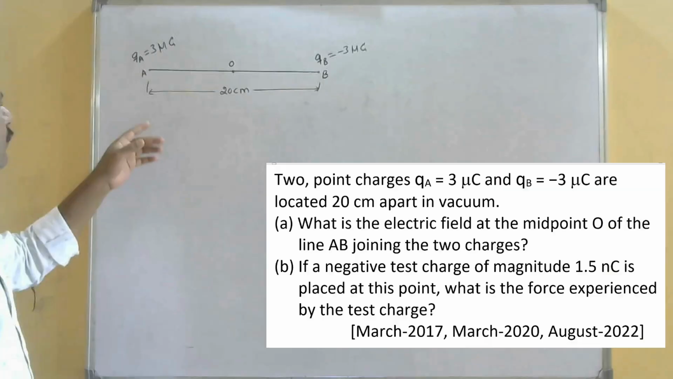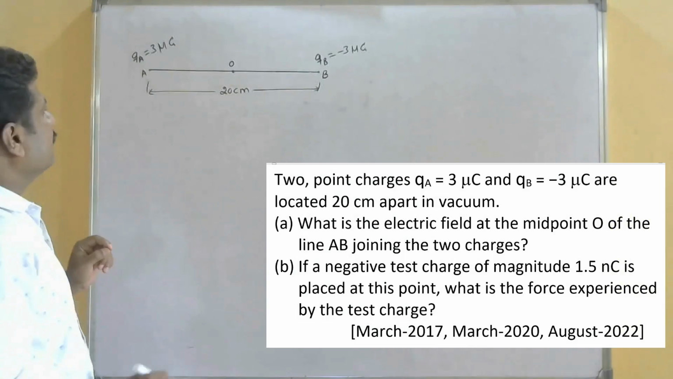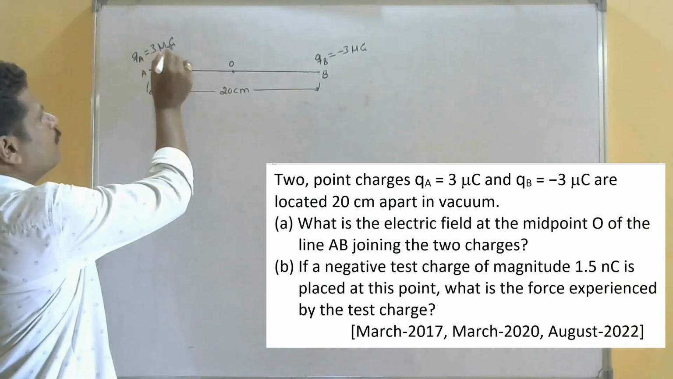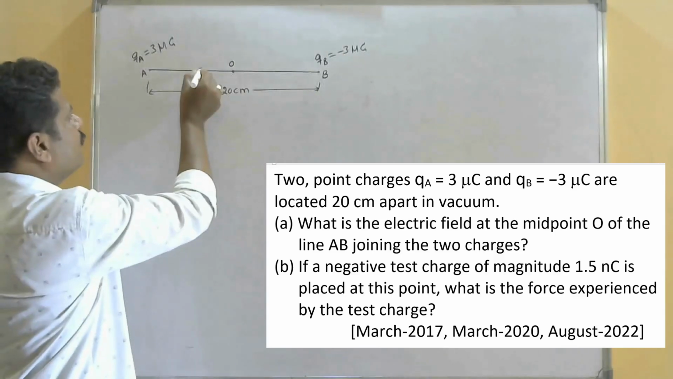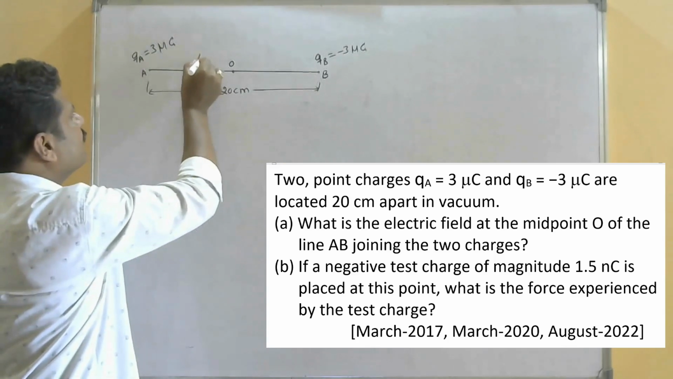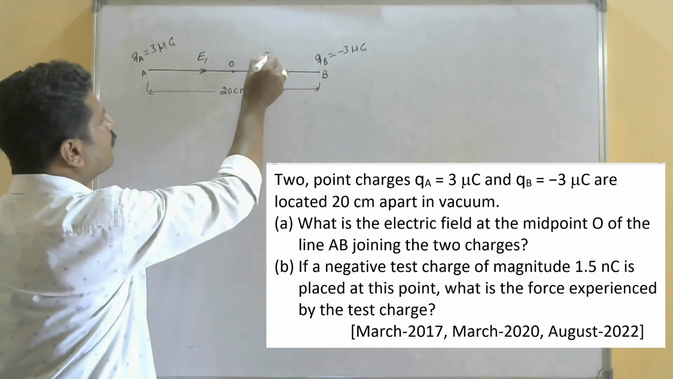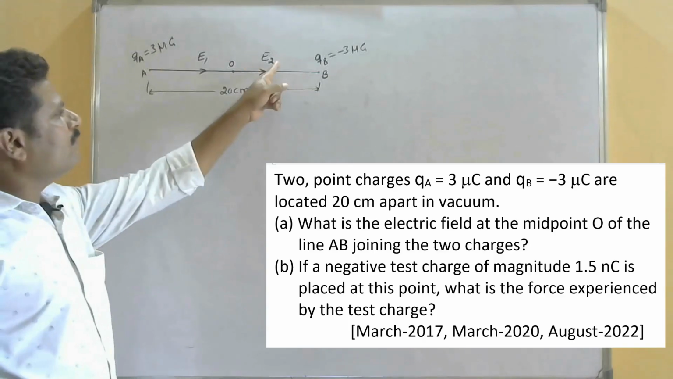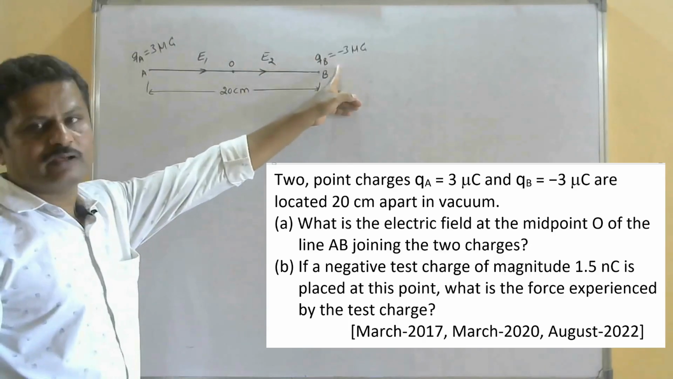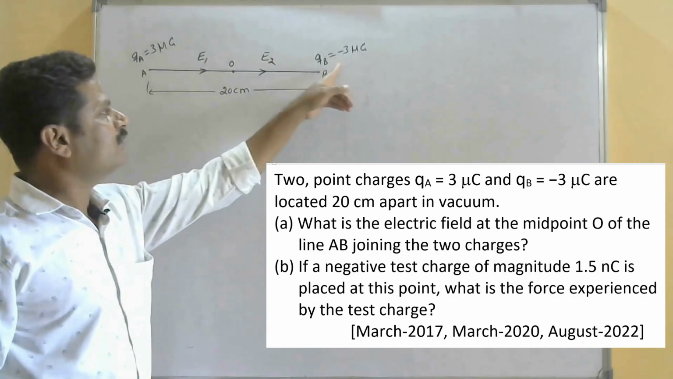Let's move to the next question. In this problem, you need to find the electric field at the midpoint of AB, that is O. Due to the 3 microcoulomb charge as well as the minus 3 microcoulomb charge, there will be two electric fields. One electric field is acting in this direction. Let me consider that one as E1 and this one as E2. E1 is due to the charge placed at A, and E2 is the electric field due to the charge placed at B. E1 is acting outward because it is a positive charge, and E2 is acting inward because it is a negative charge.